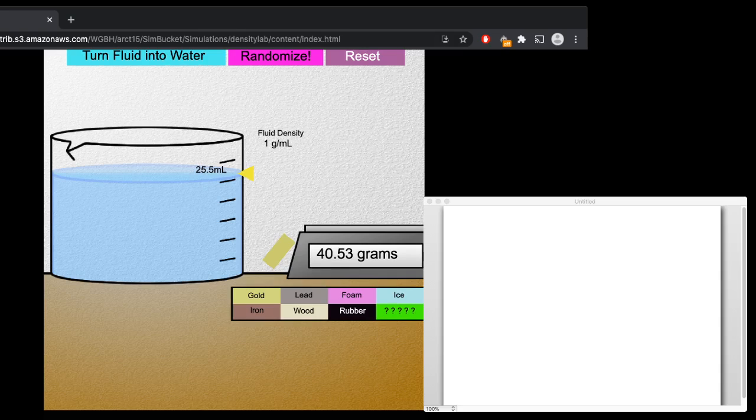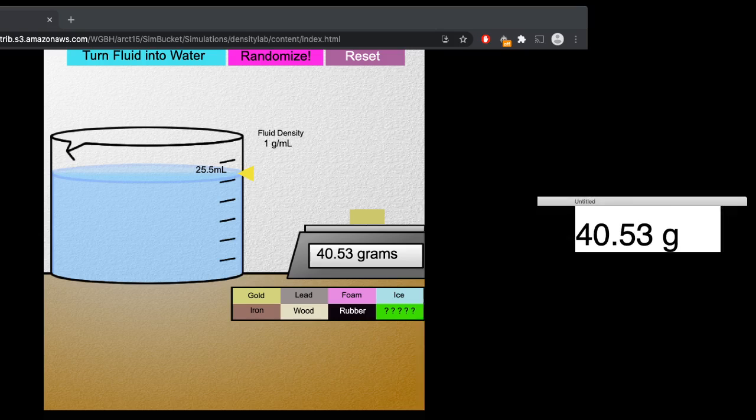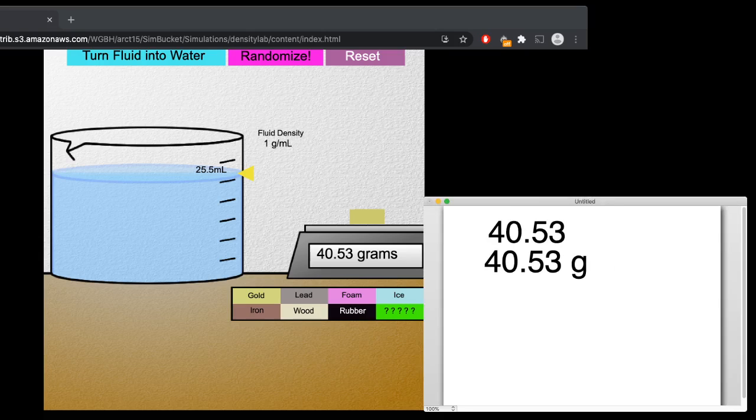So we can find gold's mass really quickly. We take the object, place it on the mass scale, and it comes out to be 40.53 grams. So I'm going to put that on my sheet of paper over here, 40.53 grams. Oh, I'm missing something. Grams. Always need your units, right? So you put that there. Okay. So 40.53 grams is its mass.